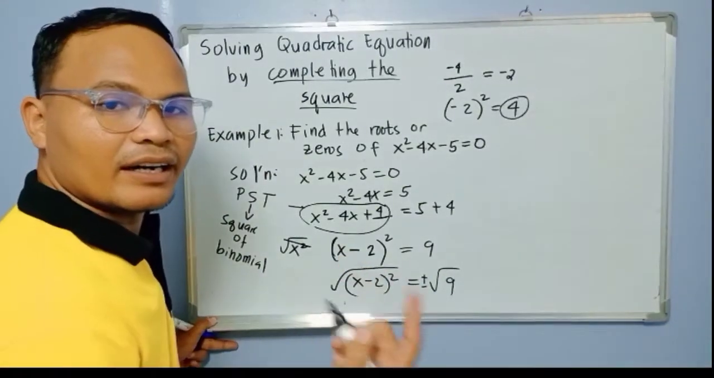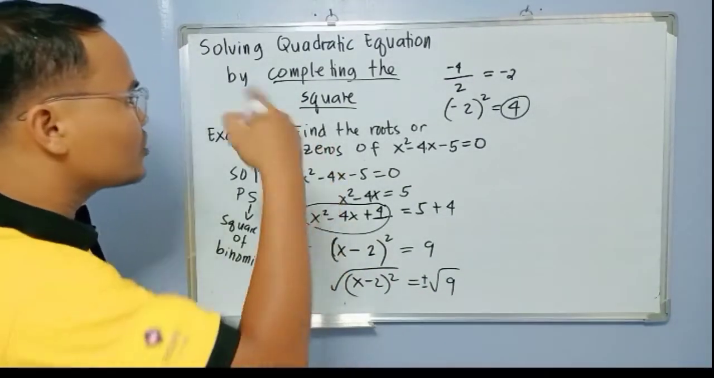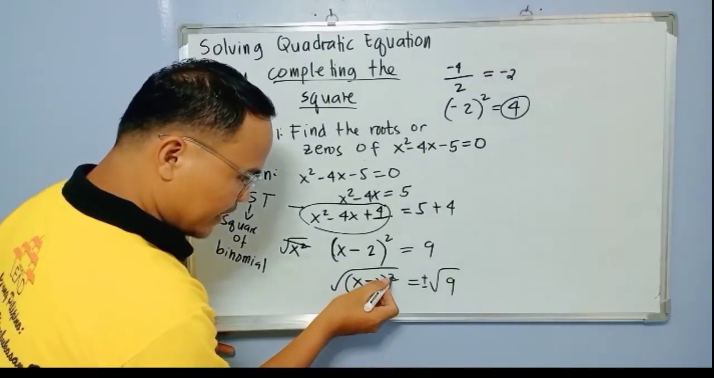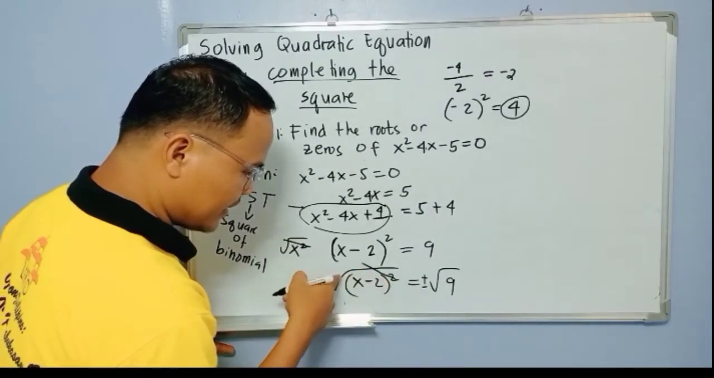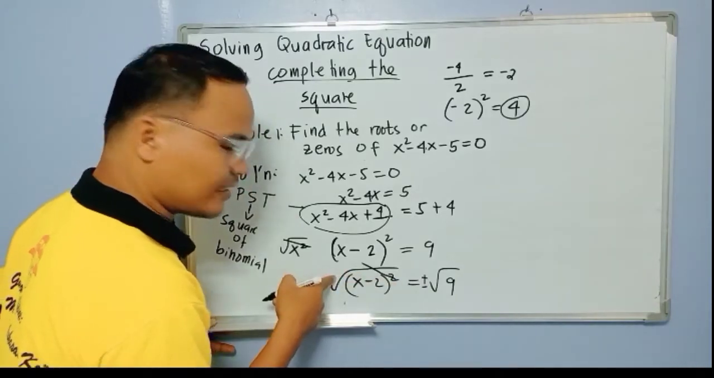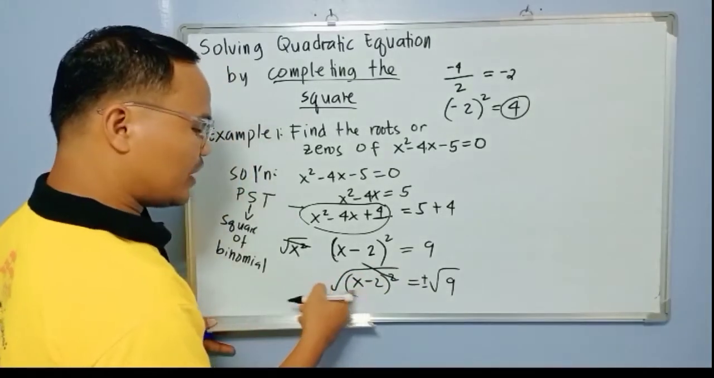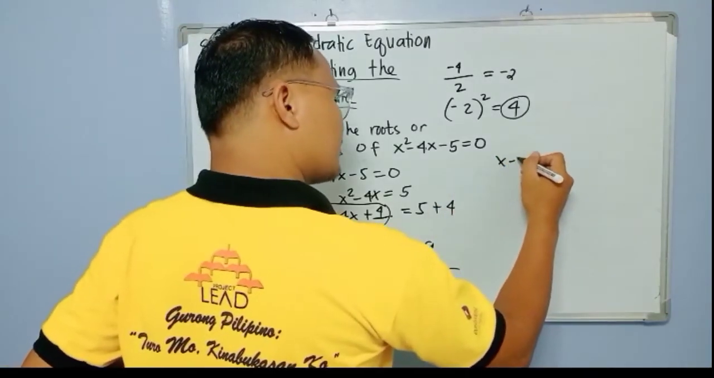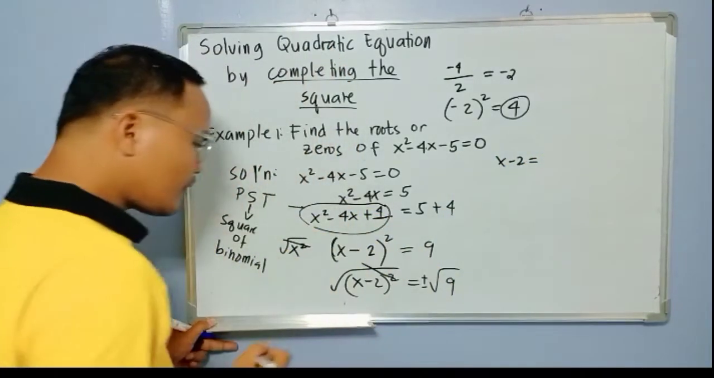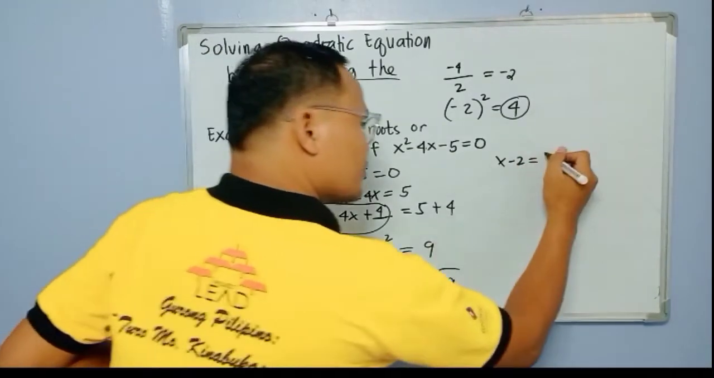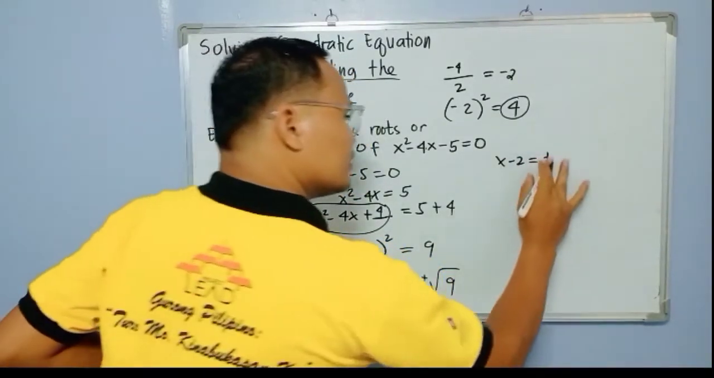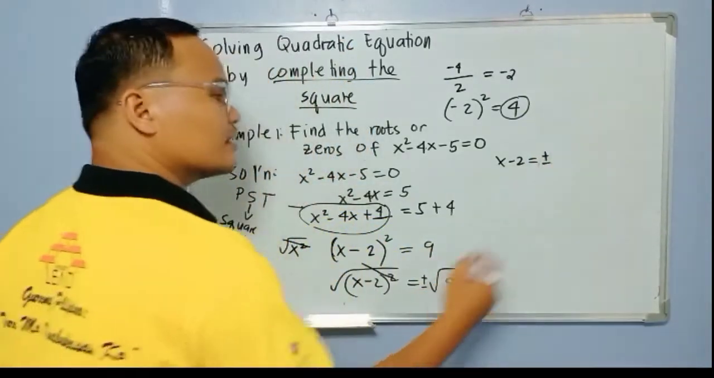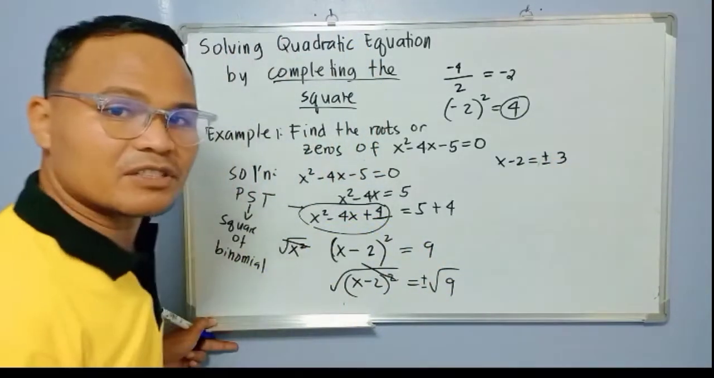If you remember solving quadratic equations by extracting square roots, this will be cancelled out because the exponent and the index are the same. So what is left? x minus 2. Then what is the square root of 9? The square root of 9 is 3 because 9 is a perfect square number.